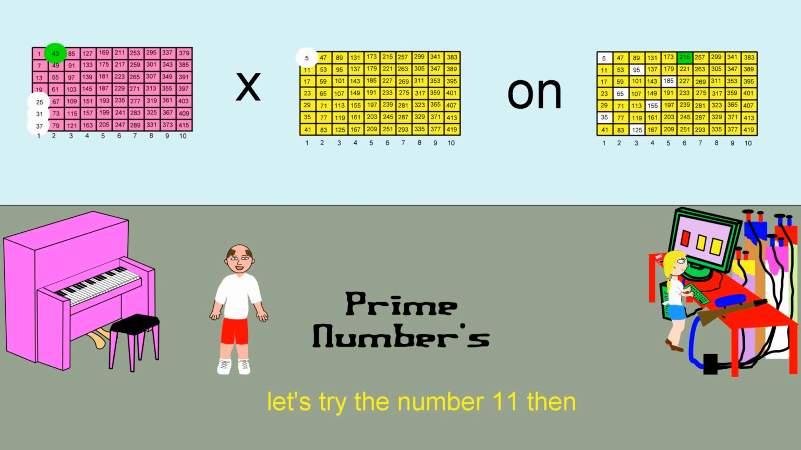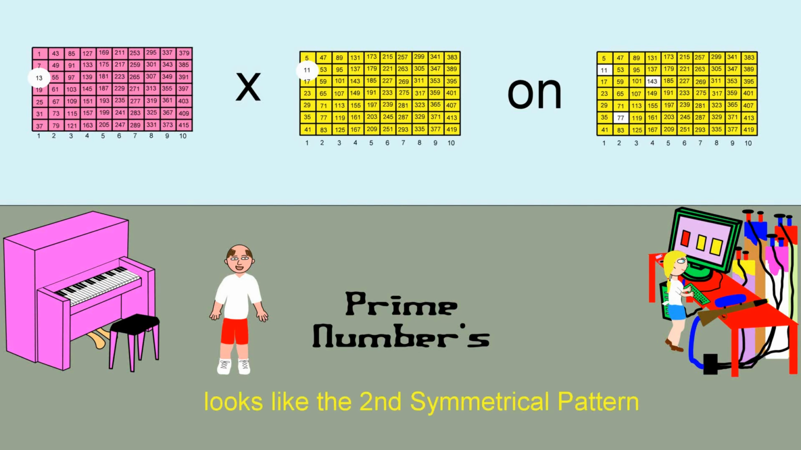Let's try the number 11 then. Okay, 1 times 11 on the yellow, 7 times the 11 on the yellow, 13 times 11. Looks like the second symmetrical pattern is developing.